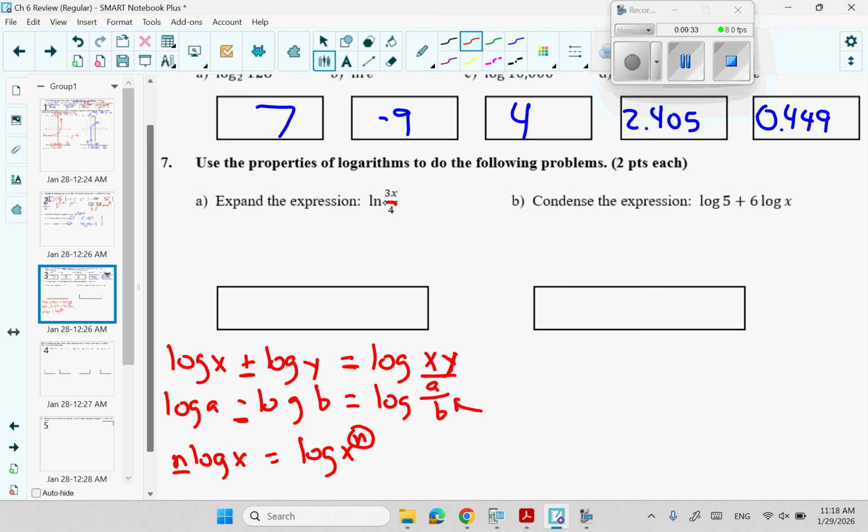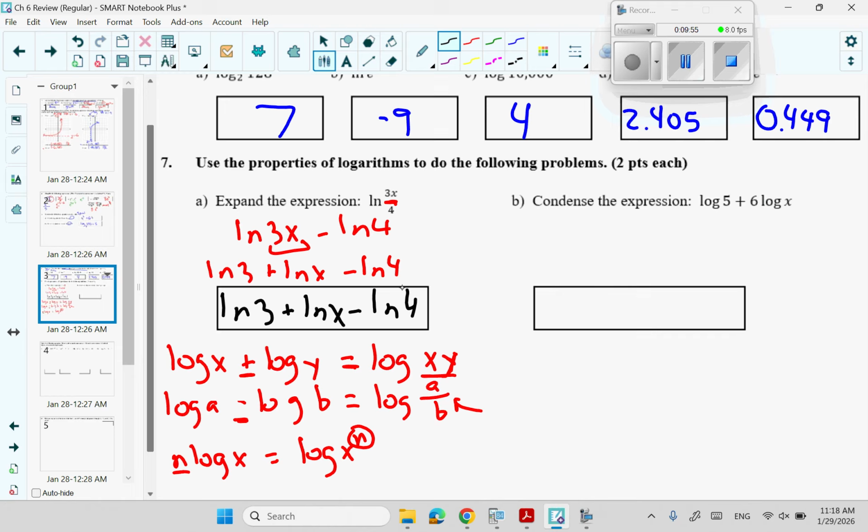So here I'm seeing I'm dividing, so I'm going to break it up as a matter of subtraction. And then I'm seeing that I'm multiplying right here, so I'm going to break that up as a matter of addition. And then there's nothing else I can do, so I'm just going to put that in my answer box. So expanding, I'm taking one thing and I'm breaking it apart into multiple. Condense, I'm going to take multiple and shrink them down into one.